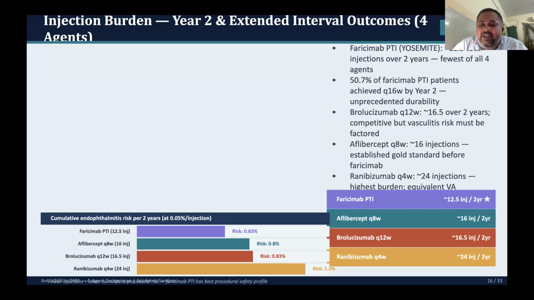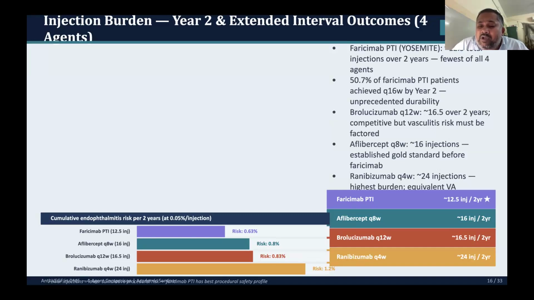And again, we come to the injection burden. I showed the injection burden at the end of the first year. Now, for the second year, the total injection burden at the end of 2 years for faricimab was the lowest at 12.5 injections over 2 years. For aflibercept in a Q8 regimen, 16 injections in 2 years.